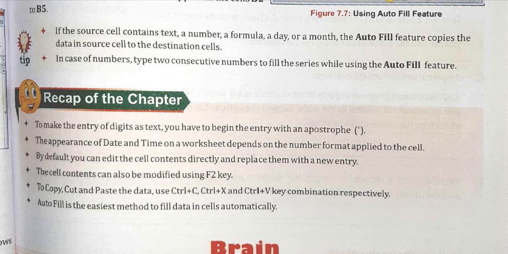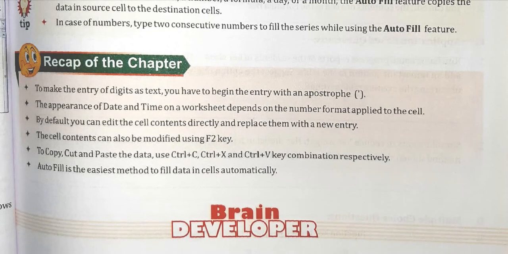Cut, copy, paste. When we move some data from one place to another place, we call it move. In this case, we do cut, paste. What is the shortcut key for cut, paste? Control X, and Control V for paste. In the same way, if we want to copy some data, then Control C is the shortcut key for copy and Control V is the paste. Autofill is the easiest method to fill data in cells automatically. This we have just seen, right?